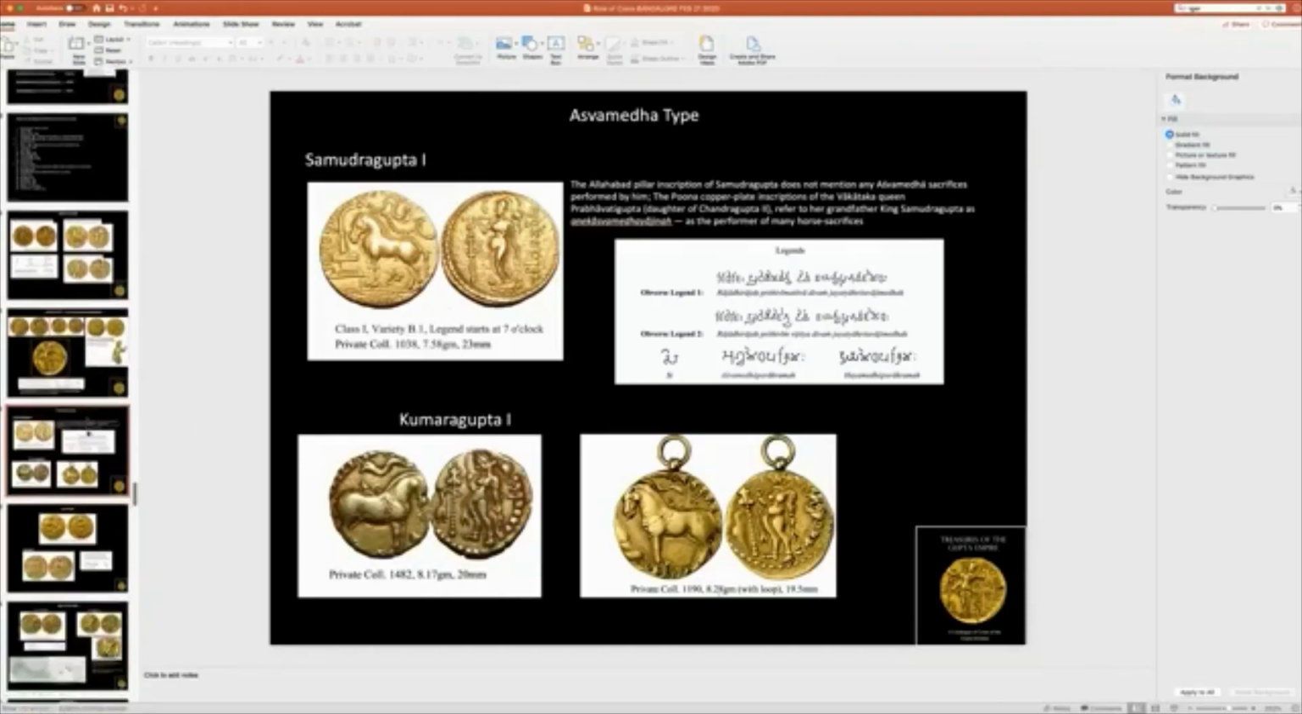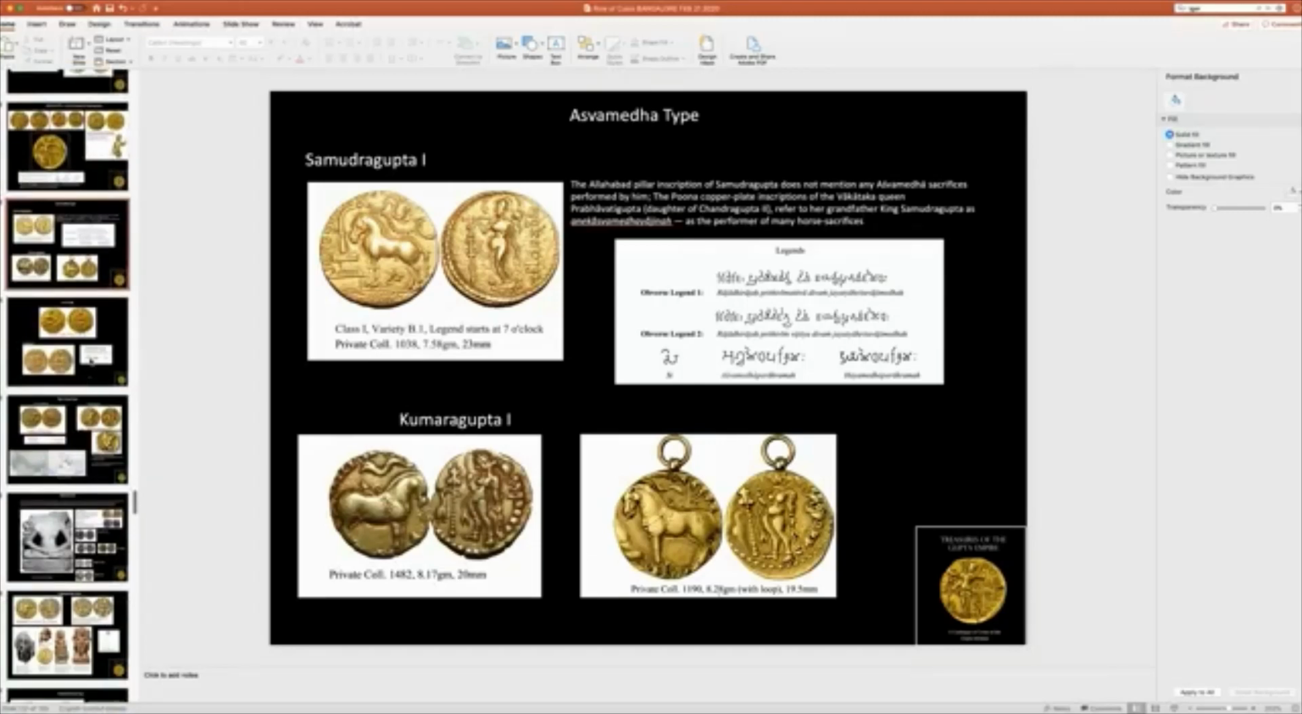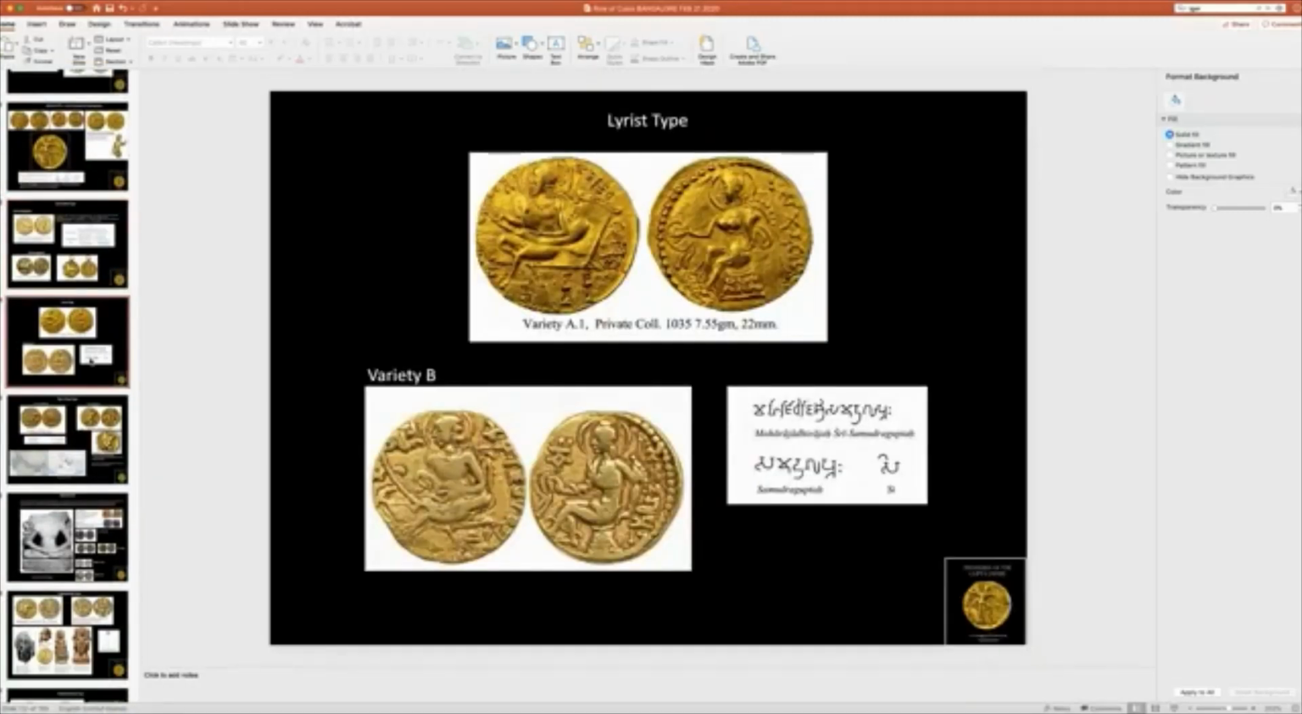Moving on, there is the next type issued by Samudragupta. It was called the Lyrist type. The Lyrist type shows the king playing the veena. Right here in his hand, you can see he's holding a veena. His left hand is actually resting on a pillow, and his right hand is actually playing the strings. You can actually see the little strings down here on this coin.